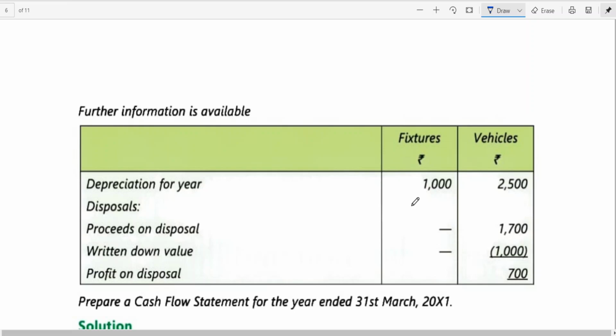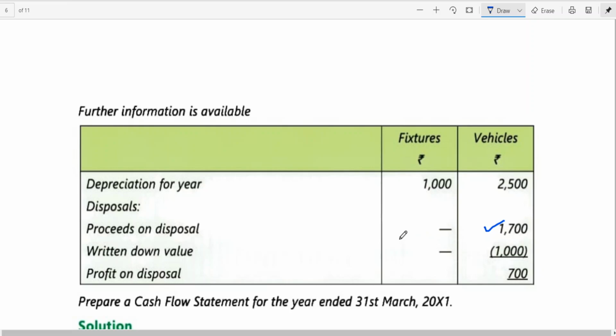When you look at the depreciation for the year, we got fixtures opening balance, vehicles closing balance, and proceeds on disposal, meaning the amount that has been collected. This is the written down value. For the vehicle that has been sold, the proceeds on disposal less written down value give a profit on disposal of 700. I think I don't need profit now.